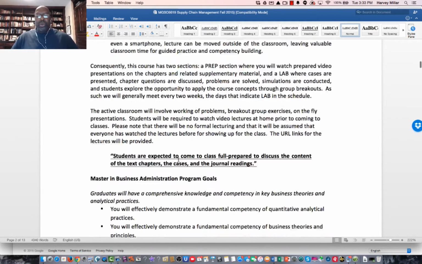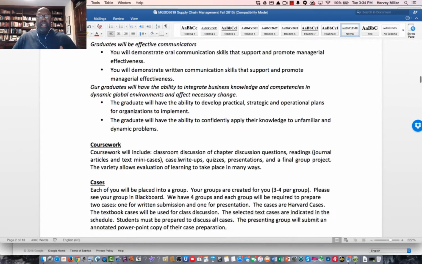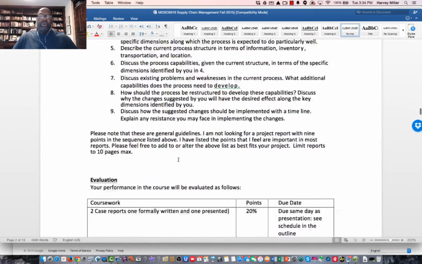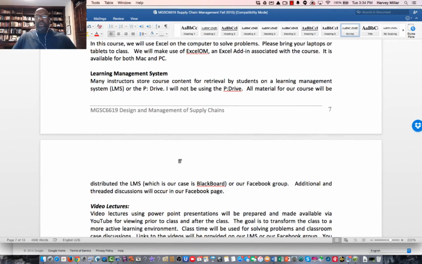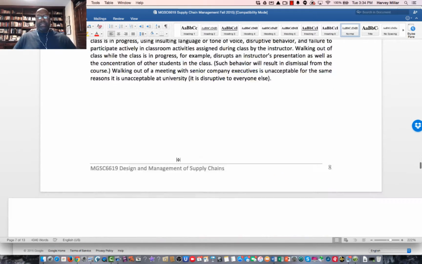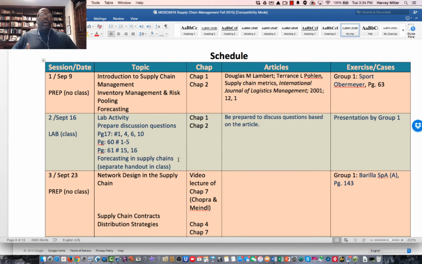The way in which the course will run, I'm going to go right to the schedule and then come back to a few of the quote unquote policy elements around the class. We will not meet every week, we will meet every other week. One week, I'm going to call a prep week. Actually, tomorrow, the 9th of September, is our prep week, so we're not supposed to be meeting. And we will meet the following week on the 16th of September.